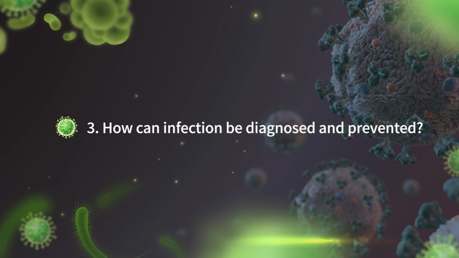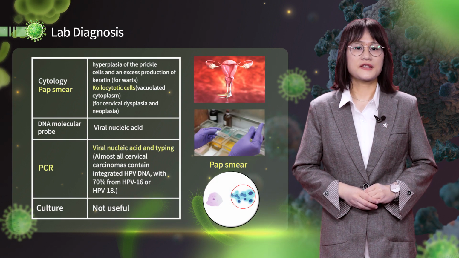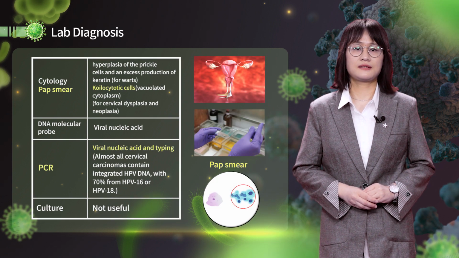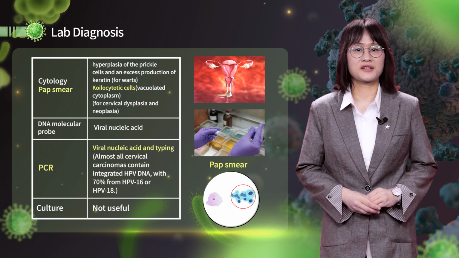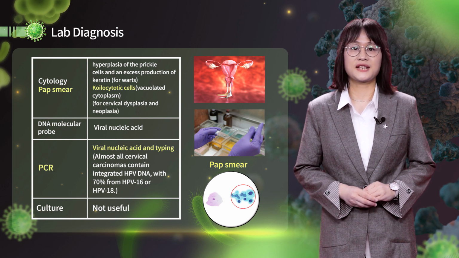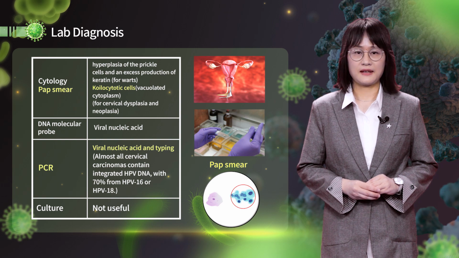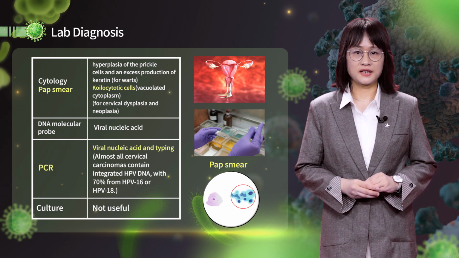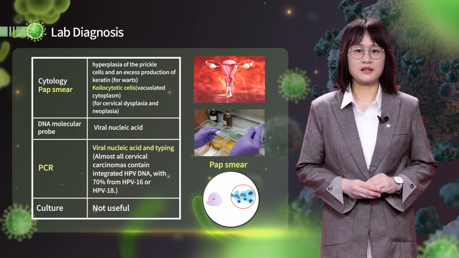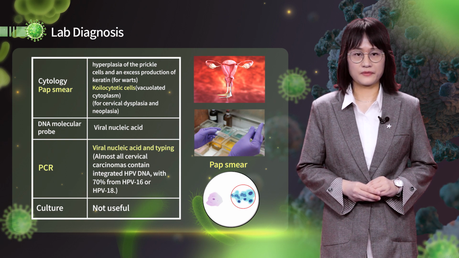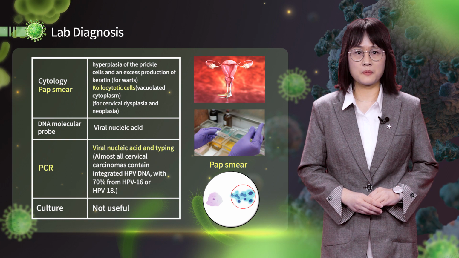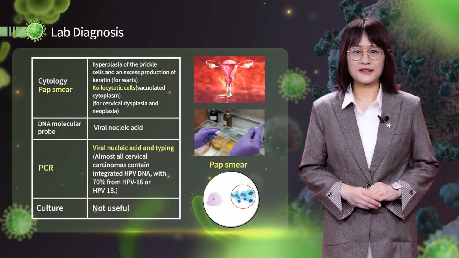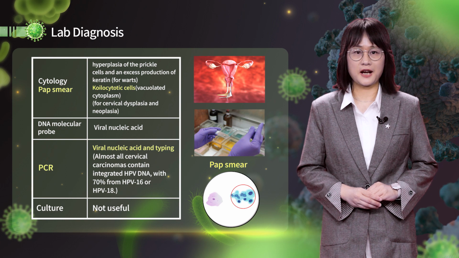Now then, the third question. How can the infection be diagnosed and prevented? A few approaches are available. Cytologic changes can be detected. Histological appearance consisting of hyperplasia of the Malpighian cells and excess production of keratin are characteristic for warts. The presence of koilocytotic cells in a Pap smear indicates HPV infection. DNA molecular probe and PCR analysis of cervical swabs are usually chosen for the diagnosis and typing of the HPV infection.